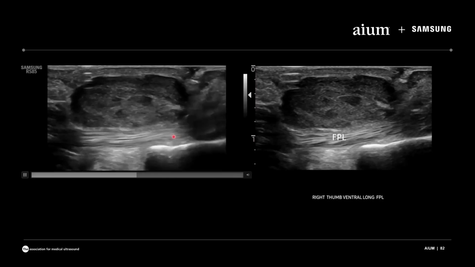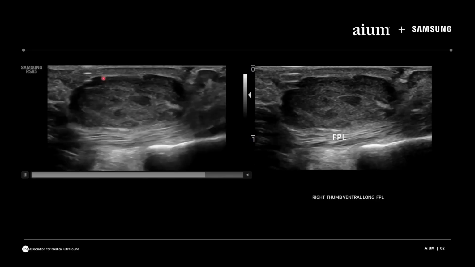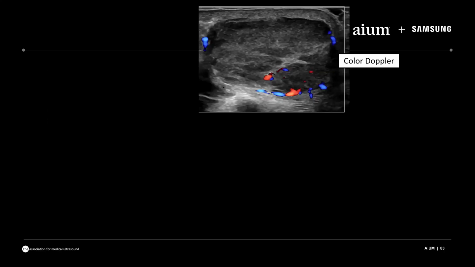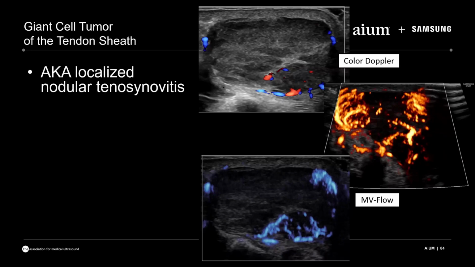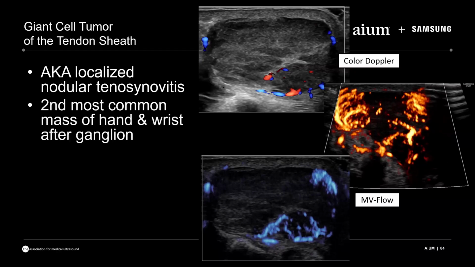So you can see the nice fibrillar structure of the FPL. It's moving normally, and this is not moving with it, suggesting that it's not arising from the tendon, but from the tendon sheath. When we add color, there's some increased vascular flow. And that's brought out even further with MV flow, showing that slow vascularity. And this is typical and was pathologically proven to represent a giant cell tumor of the tendon sheath, also known as localized nodular tenosynovitis.